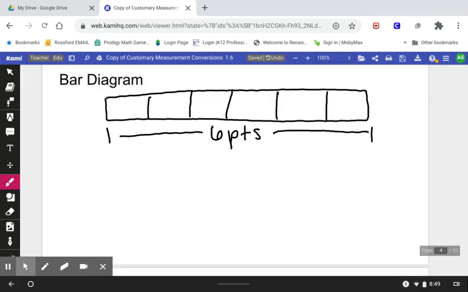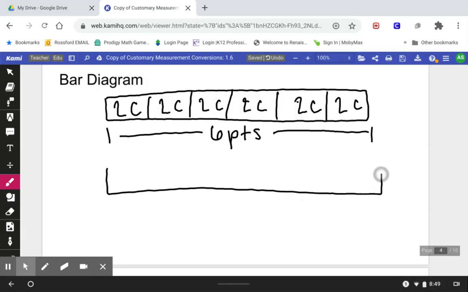Using that customary conversion table, we know that 1 pint is equivalent to 2 cups. So I know that for each pint, there's 2 cups. So I'm labeling 2 cups in each one of these squares in that bar. I'm going to go ahead and make another bar to represent that 6 pints.